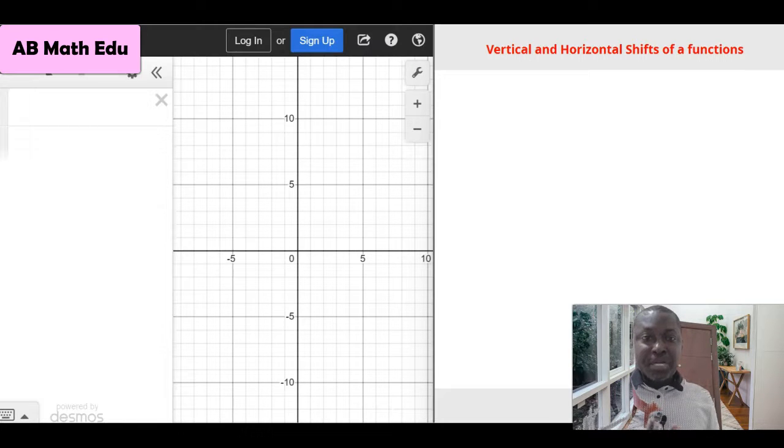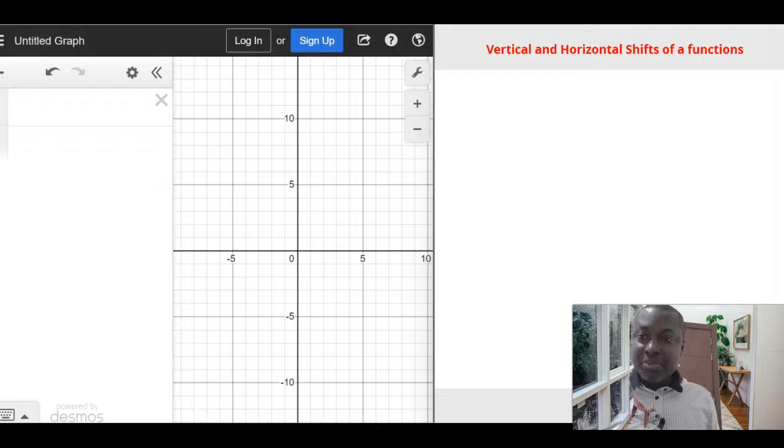We continue to look at the vertical and the horizontal shapes of a function, and I would like to use our Desmos to demonstrate more understanding.